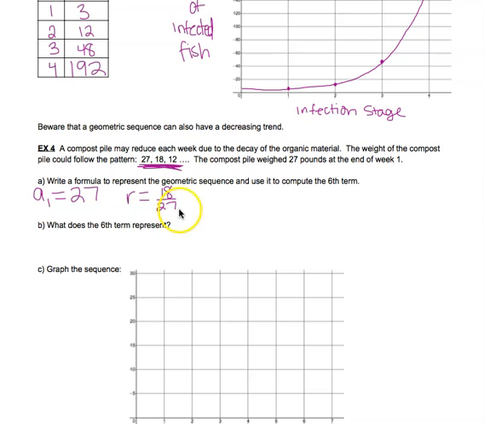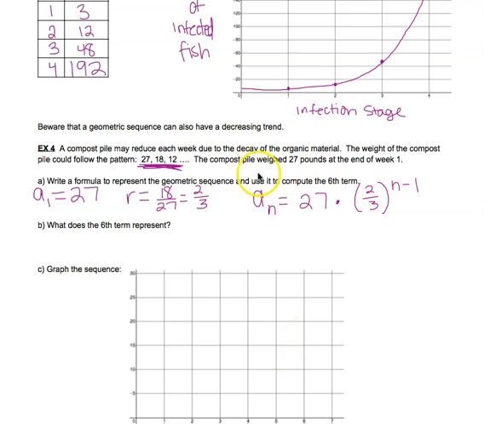which we always get by doing second term divided by the first term. Now, it's a fraction, and it doesn't come out nicely, so you need to reduce it. Leave it as a fraction. So these are both divisible by 9, gives me 2/3. 12 over 18 is also 2/3, so I know that it's right. So that means that my formula is going to be a sub n equals 27 times 2/3 raised to the n minus 1.